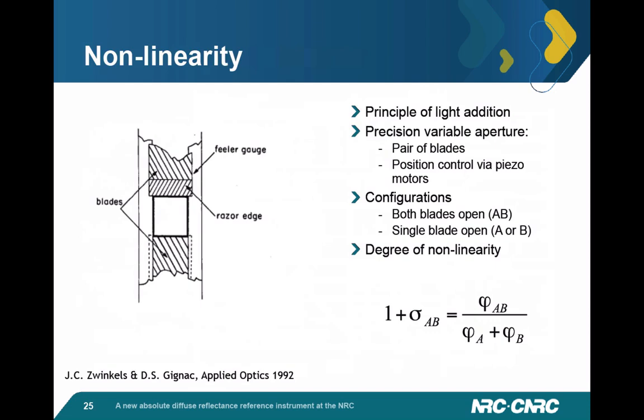In this scheme, we do 3 measurements. We first record our detector reading with the blades completely open. That gives us a reading AB. We then do an additional 2 measurements with either one or the other of the blades completely open and the other closed. That gives us these additional data sets, and so, different readings. For an ideal linear detector, you would expect that the sum of these 2 single blade measurements should be equal to the 2 blade open configuration, so we can define a degree of nonlinearity sigma in terms of that ratio.